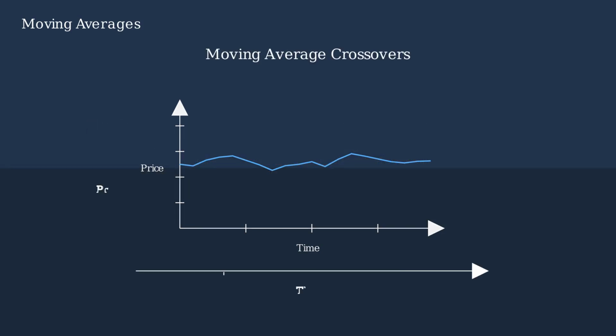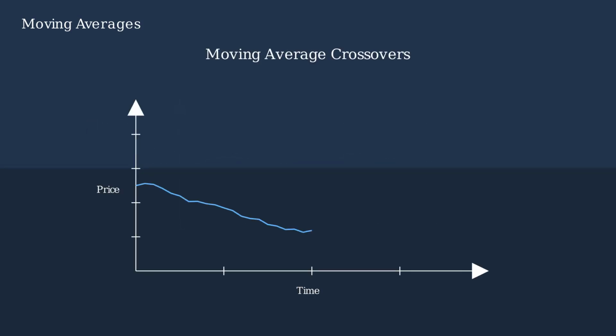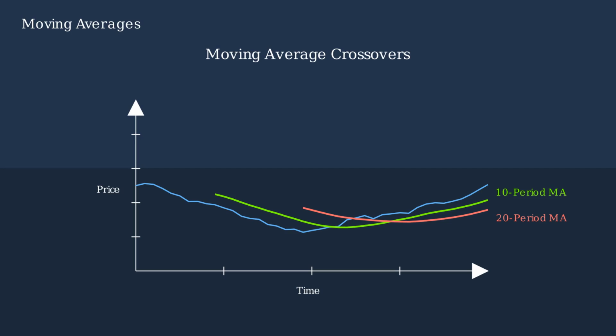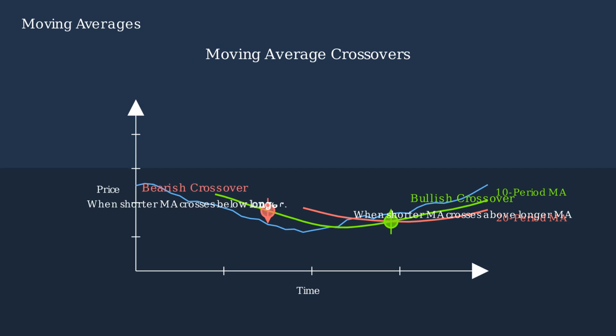Moving average crossovers are popular trading signals. Let's look at how they work. Traders typically use a shorter period moving average and a longer period moving average to identify potential trend changes. When a shorter period moving average crosses above a longer period moving average, it's considered a bullish signal, indicating a potential upward trend. Conversely, when a shorter period moving average crosses below a longer period moving average, it signals a bearish trend, suggesting a potential downward price movement.